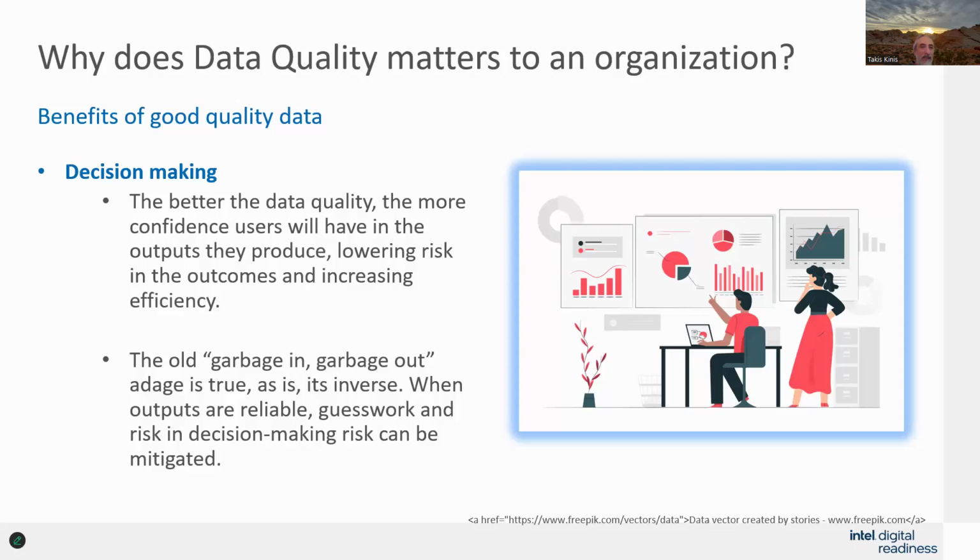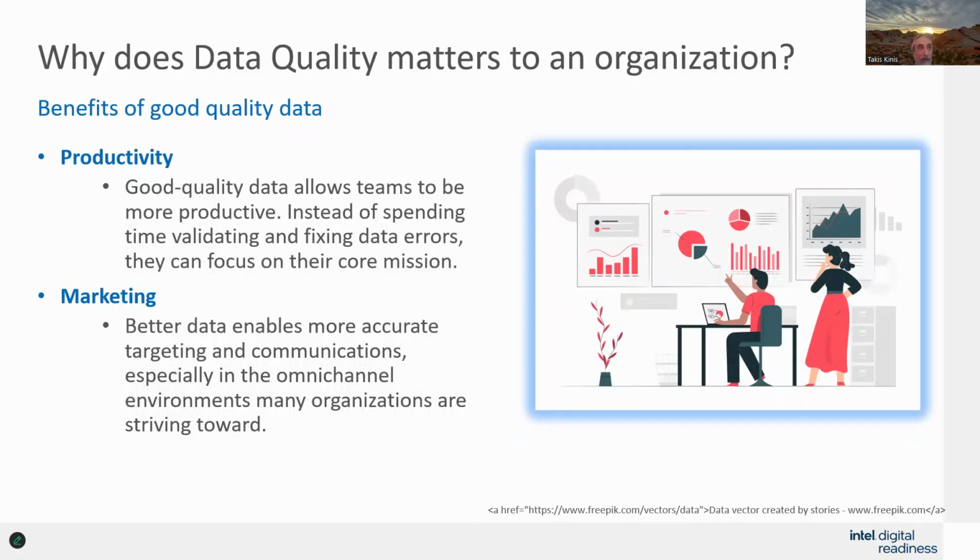Why does it matter? Because if you have good quality data, your decision making will be better because you're basing it on valid information. It's very simple, right? More accurate data, better decision making. I like that adage: garbage in, garbage out. If you have bad information, you're going to make bad decisions, right? And the opposite is true as well. If you have good data, you're probably going to make better decisions.